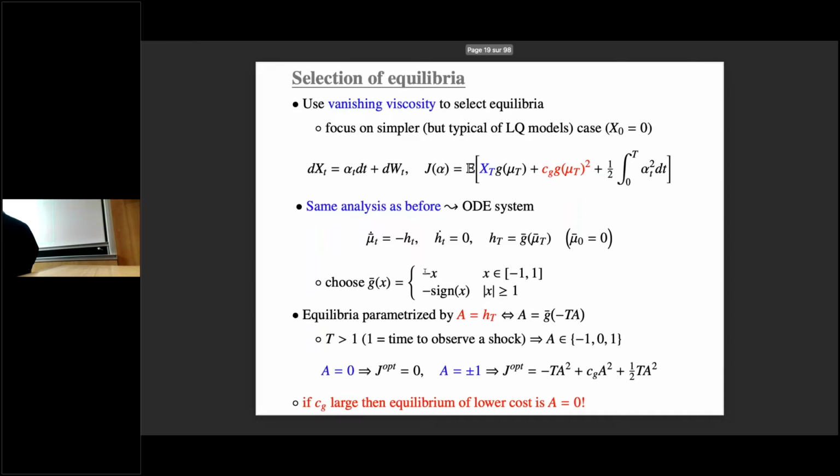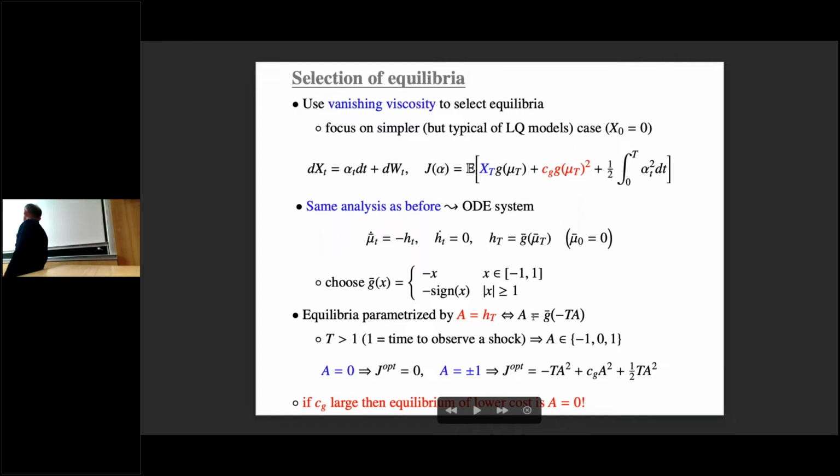And then you can compute equilibria, and this is quite a simple computation that you can do. Once again, for those of you who have to make this report, it could be another simple computation. You characterize the equilibria, and this is very easy. You observe that equilibria are obtained by solving the equation A equals g of minus T A. Just because, to solve this forward-backward system, since h dot is constant, you call A the boundary value of h. So mu bar evolves with velocity minus A, and so A should be equal to g of minus T A. This is the way you get this equation.